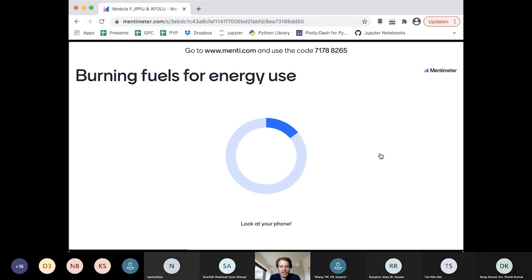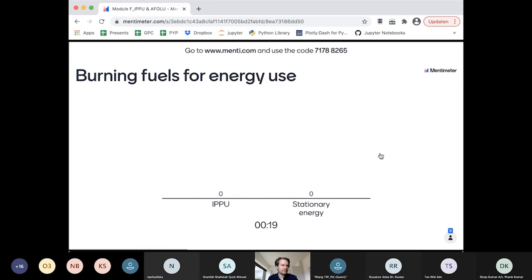Burning fuels for energy use. Okay, that's stationary energy. Again, we're burning something. It's the intentional combustion of a fuel for energy use.